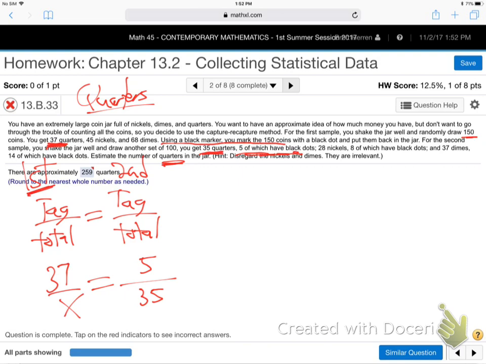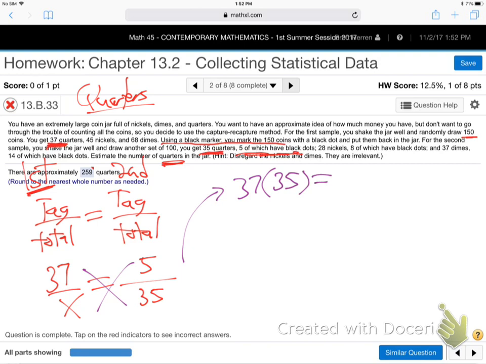So this is x, same thing, cross multiply, solve for x. Does that make sense? It's a way of estimating how many quarters are in the jar. Does everybody see that? Because you grab some out, marked them black, put them in, mix them around, grab again at random. You found 5 out of 35. So solve for x there. Diagonal, diagonal.